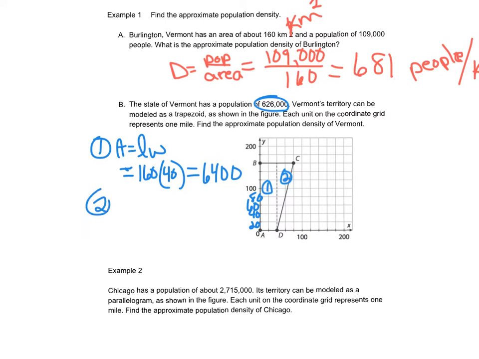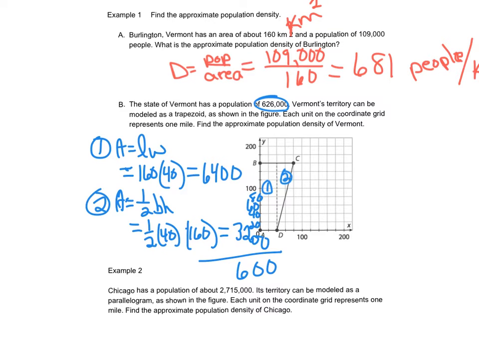And then shape 2 is the triangle. So I have area equals 1/2 base times height. So the base again is 40, and the height again is 160, which gives me a total of 3,200. So 6,400 and 3,200 is 9,600.